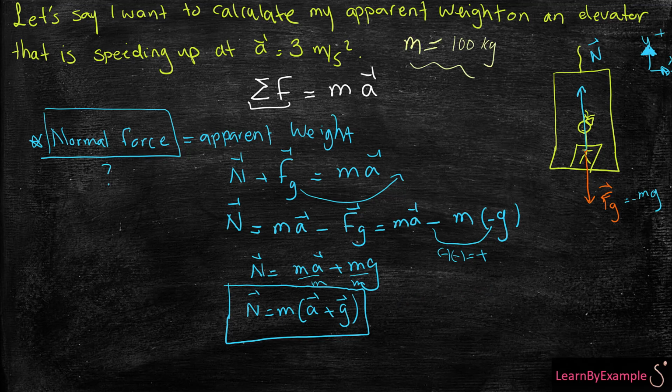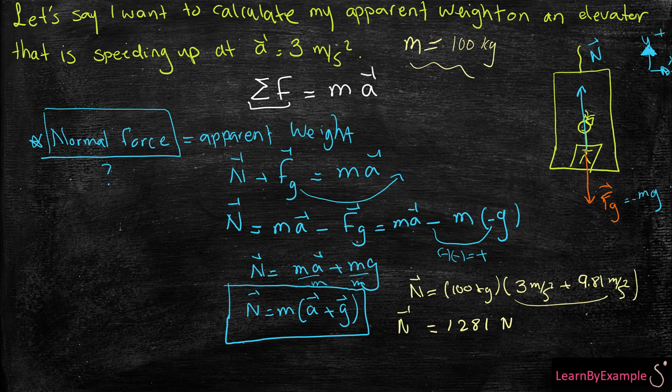So for this question, let's say the mass was 100 kilograms. If I plug in my numbers here, I will have my normal force, or my apparent weight, equal to 100 kilograms times a, which is 3 meters per second squared, plus 9.81 meters per second squared. If I put this in my calculator, I have 3 plus 9.81, 12.81, times 100. I will have my normal force equal to 1,281 newtons. So that would be my apparent weight.